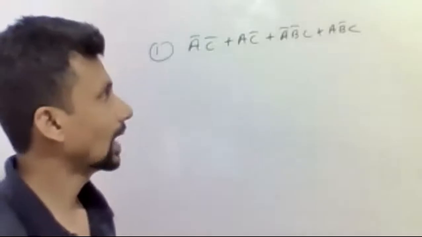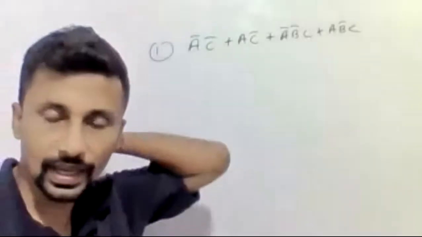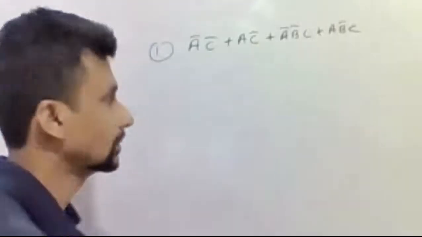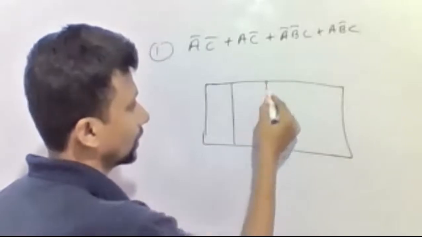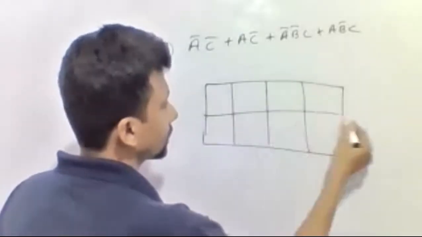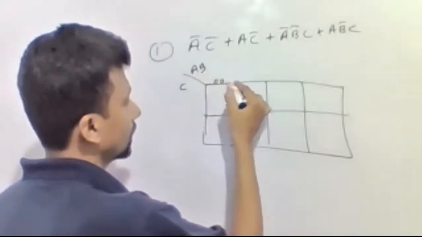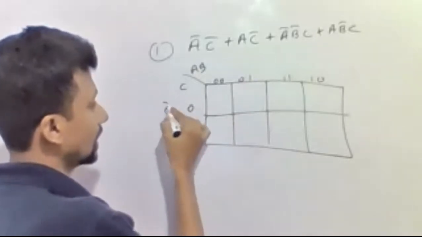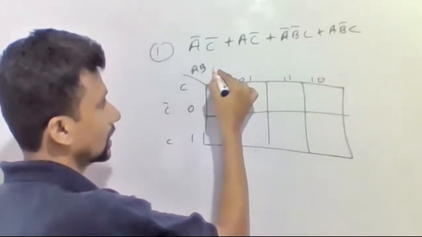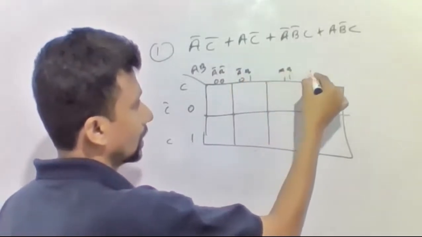Okay, so I am going to use a K-map. Three inputs are there, so I am going to draw 8 cells. This side I am taking AB, this side C, with 0 and 1, so C dash and C are coming. Here A dash B dash, A dash B, AB, AB dash.